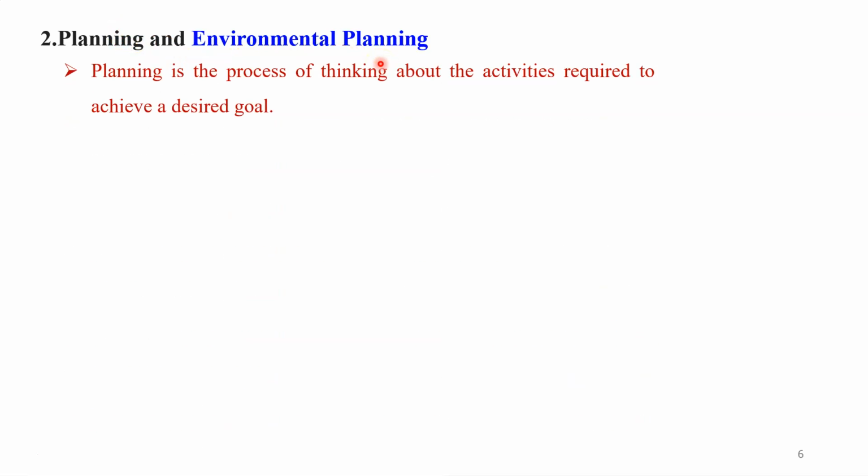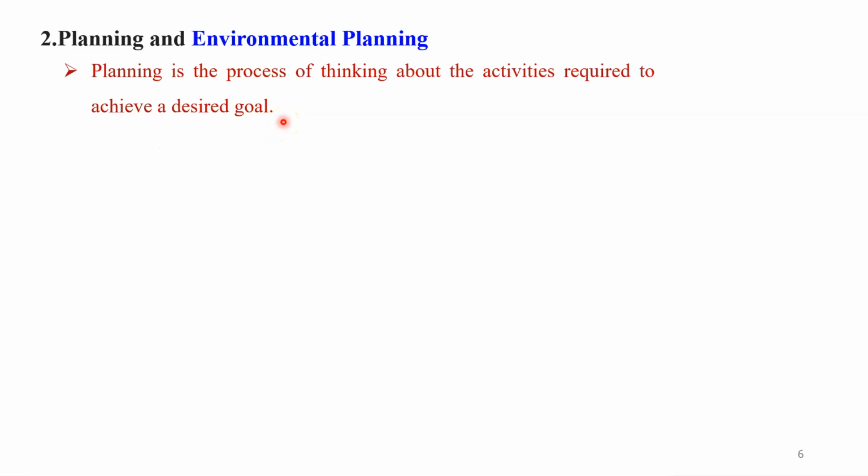See, dear student, this is a very important concept. Planning is the process of thinking about the activities required to achieve a desired goal. So when we decide any goal to achieve within some limited time, or within some limits, what is important? If you want to achieve anything, planning is very important. So according to the definition, planning is the process of thinking about the activities required to achieve a desired goal.